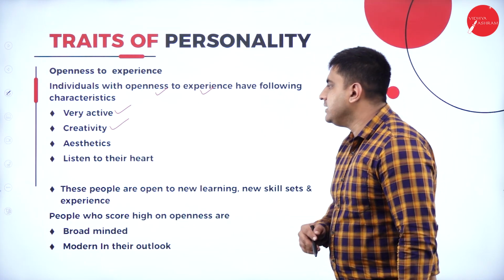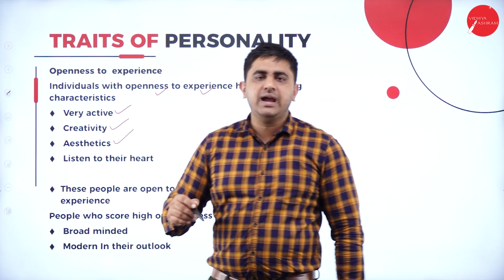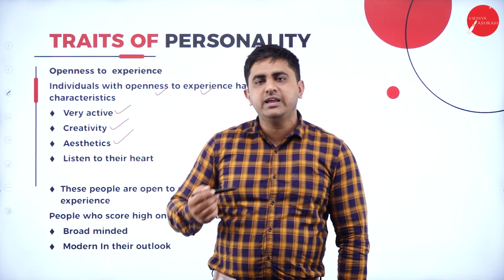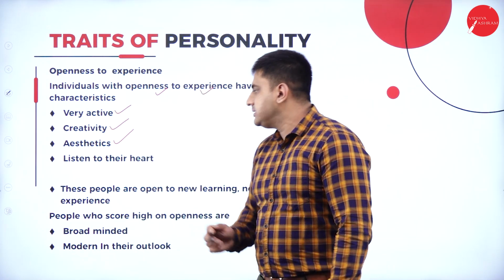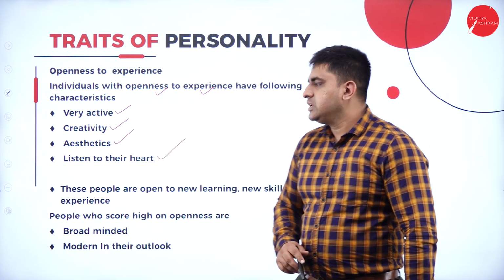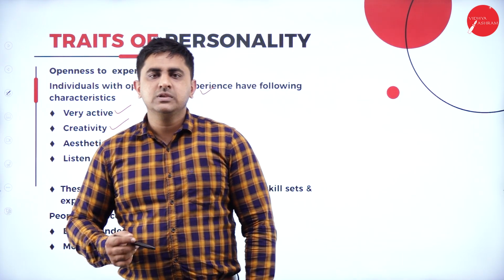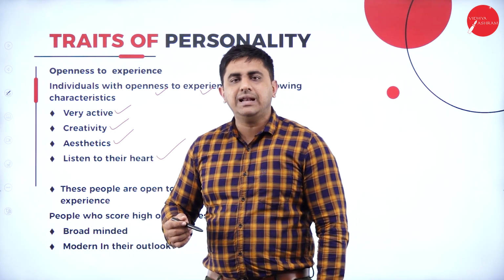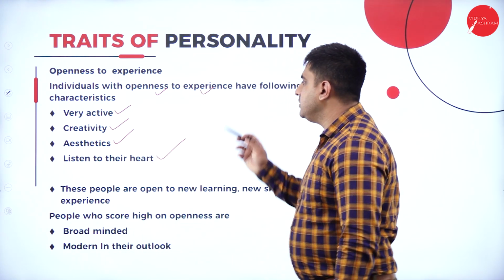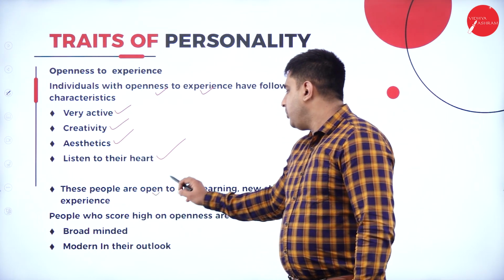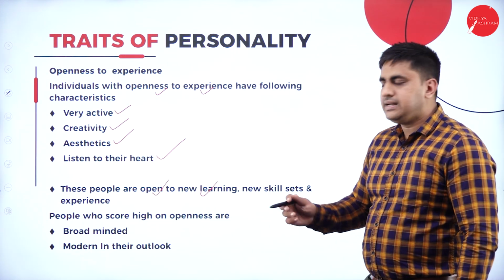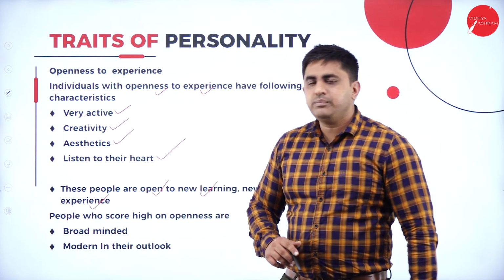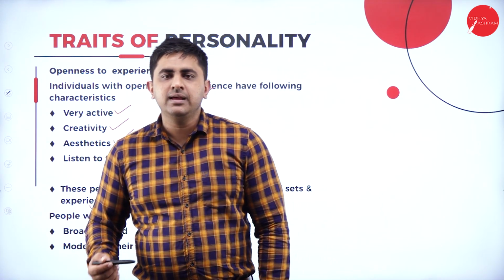That is creative. Aesthetics. Aesthetics means they are very attractive to look at. They've got a very good body shape or alignment, and they are very good looking and charming. That is aesthetics. And they listen to their heart. Whatever their heart says, they are ready for it. So they want to explore new places. They want to meet new people, and they are always happy and active all the time. So these are the characteristics. These people are open to new learning. They want to learn new things in life. They want to inculcate new skills, and they also want to make memories by experiencing new things in life.